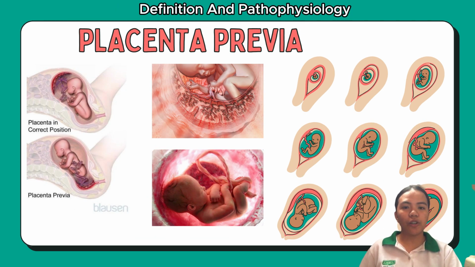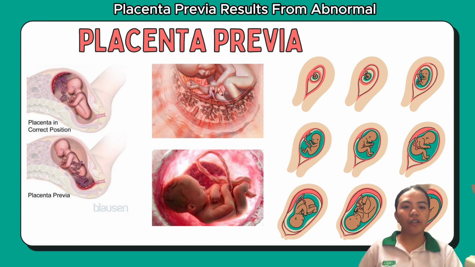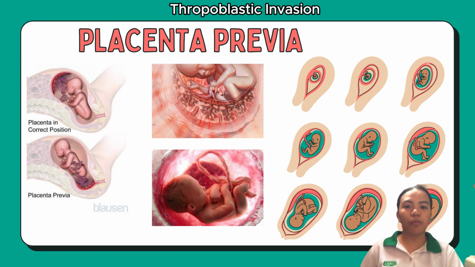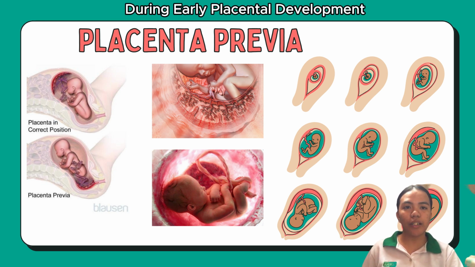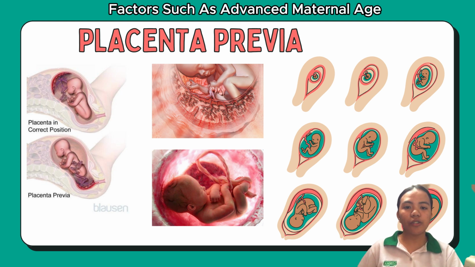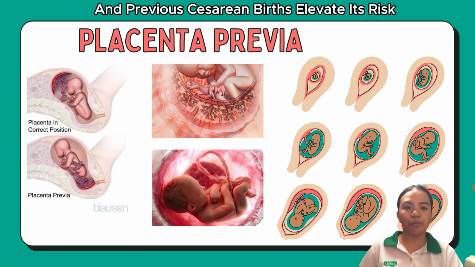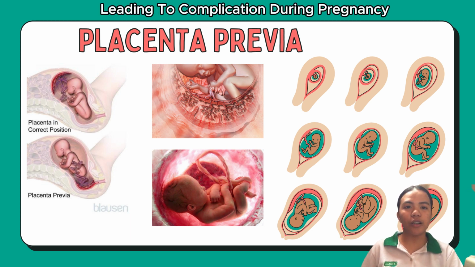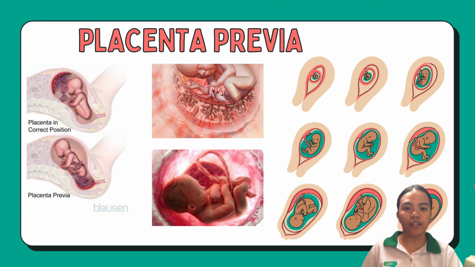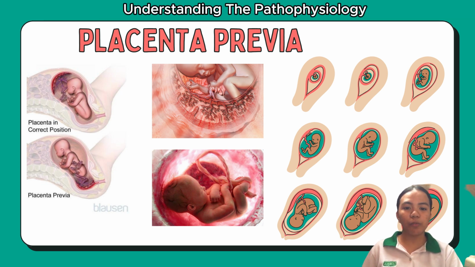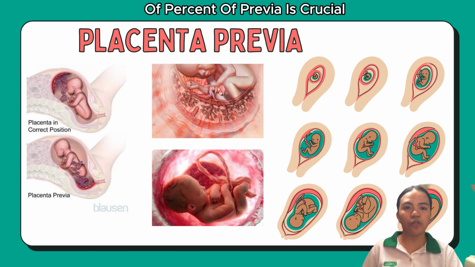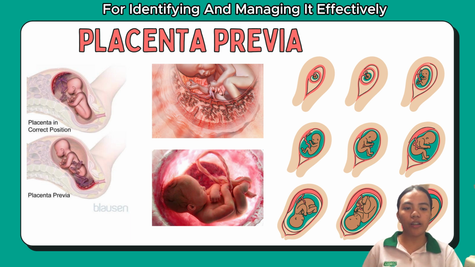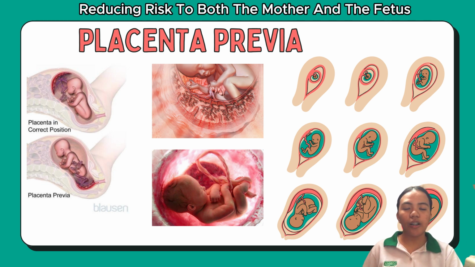Definition and pathophysiology. Placenta previa results from abnormal trophoblastic invasion during early placental development. Factors such as advanced maternal age and previous cesarean births elevate its risk. The abnormal implantation obstructs the cervix, leading to complications during pregnancy. Understanding the pathophysiology of placenta previa is crucial for identifying and managing it effectively, reducing risk to both the mother and the fetus.